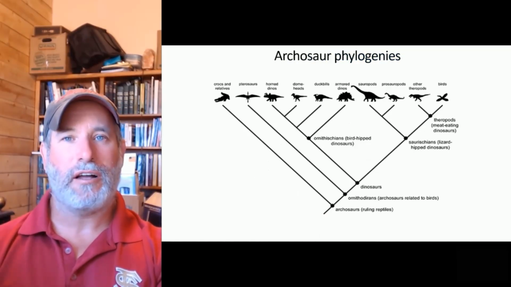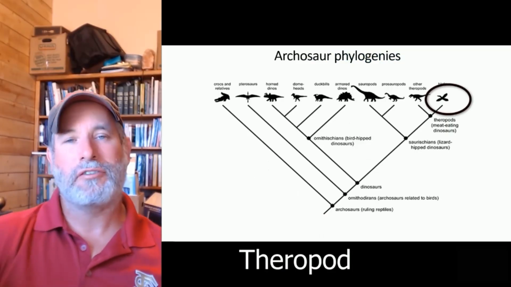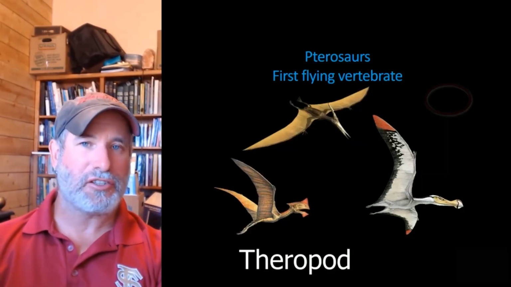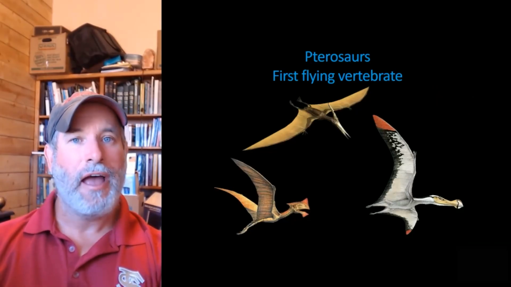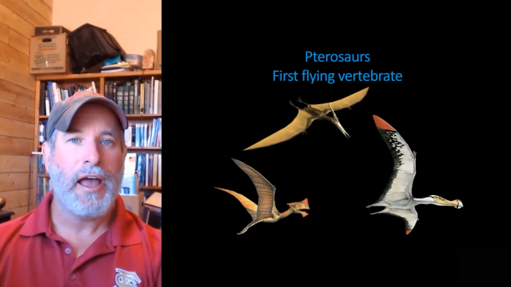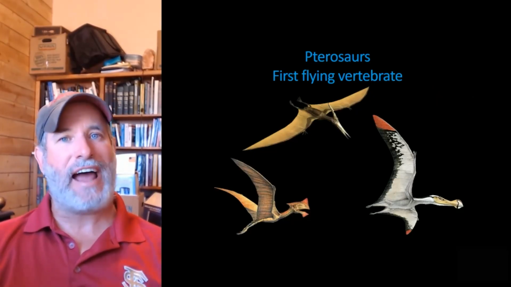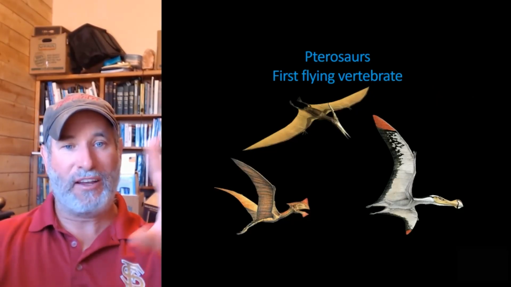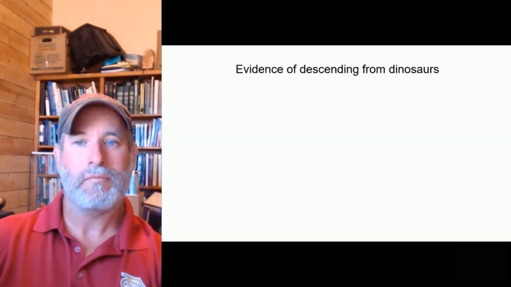This is our archosaur phylogeny, and if you look far to your right, you see birds, and birds are a type of theropod dinosaur. One of the cool things about archosaurs, they are the first vertebrates to evolve flight, and they did it twice. They evolved it with the pterosaurs and with birds. And you often hear the word pterodactyl. Pterodactyl means winged finger, and pterodactyl is a genus of pterosaurs.